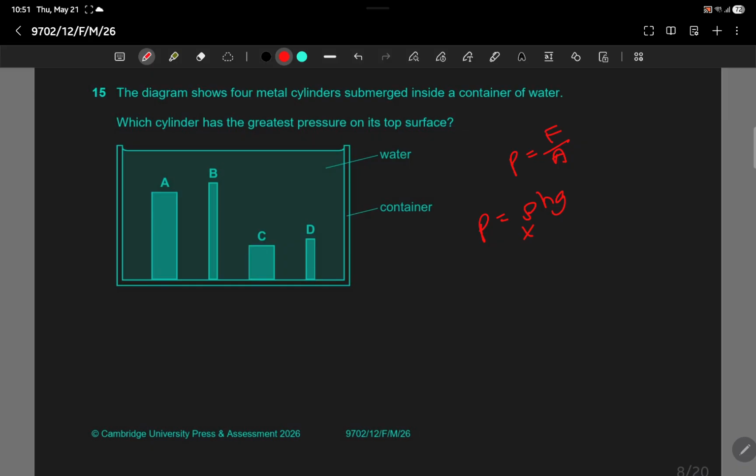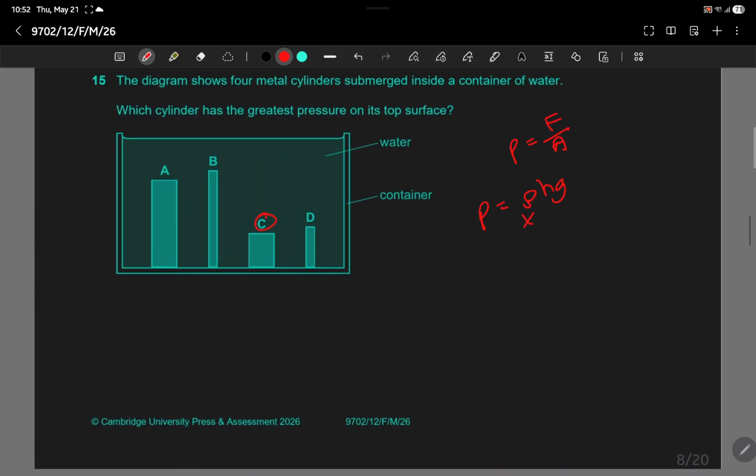So if you look at cylinder C, the top surface sits at the lowest point. This is the lowest point, right? It's the deepest down, meaning that it will experience the most pressure because it's deepest down in water. Hence C is the correct answer, since it's the deepest down.